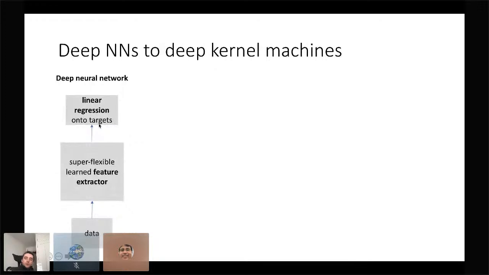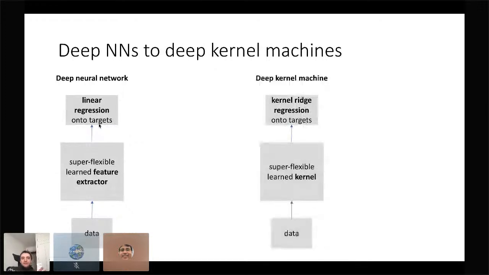Well, for a deep kernel machine, I can come up with something very similar, at least at a high level. Again, I take the data, then I put that into some sort of super flexible learned kernel that I don't know how to build yet. And then I'm going to use that super flexible learned kernel to do, let's say, kernel ridge regression onto some targets. Again, I could also have a Gaussian process at the output layer if I wanted to.